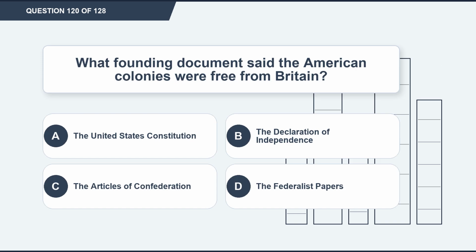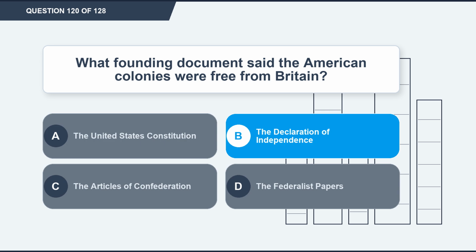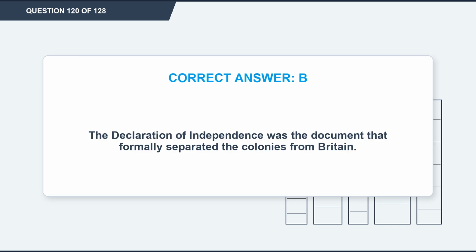Question 120. What founding document said the American colonies were free from Britain? Option A, the United States Constitution. Option B, the Declaration of Independence. Option C, the Articles of Confederation. Option D, the Federalist Papers. The correct answer is option B, the Declaration of Independence. Explanation. The Declaration of Independence was the document that formally separated the colonies from Britain.